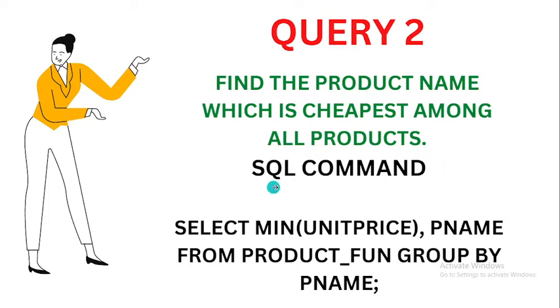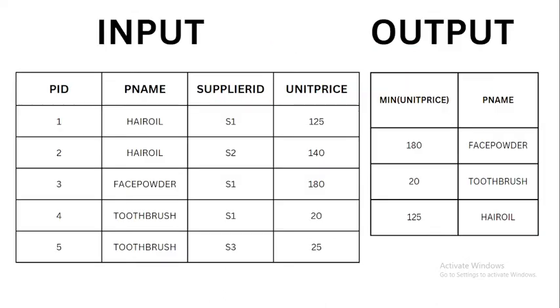that, we will write the SQL command select min, applying the min function on the column name unit price, comma product name, as we also have to name the product which is cheapest among all the other products, from table name product_fun. Now group by, because we need to group the records according to the product name. So we are writing group by product name. Let's see how our output will look.